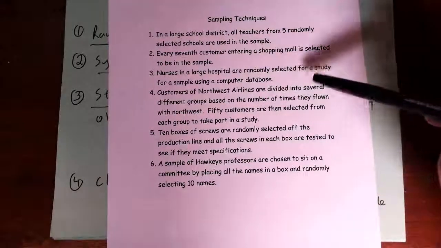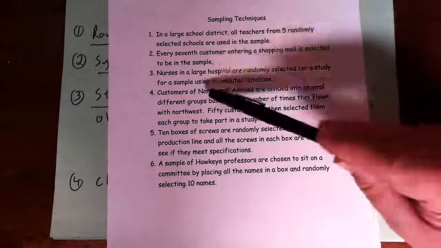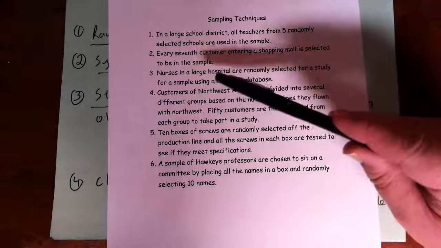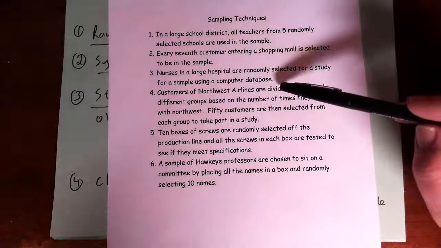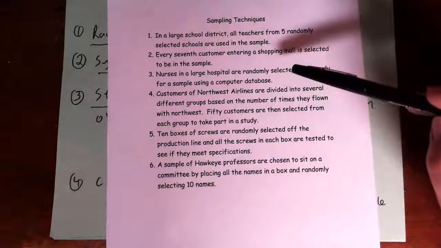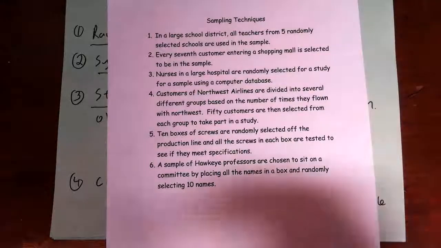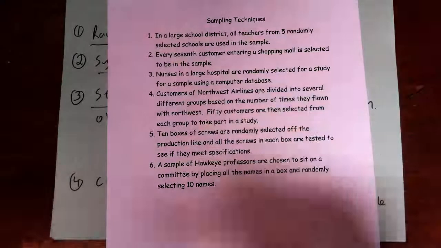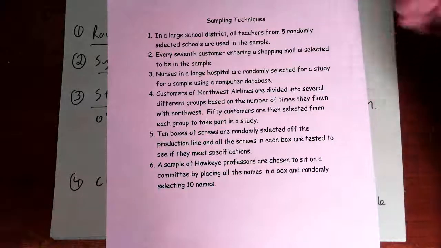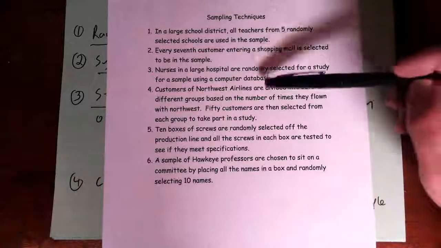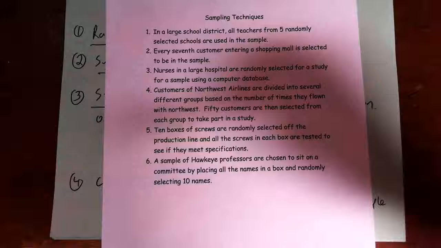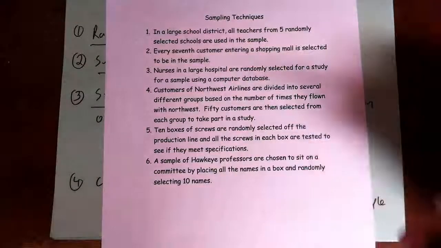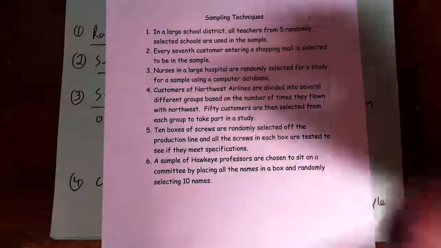The nurses in a large hospital are randomly selected for a study by using a computer database. So that's a random sample. Usually when a database picks out observations from its data, it uses a technique that's like pulling names out of a hat. It's pulling names out of the hat, is the database.